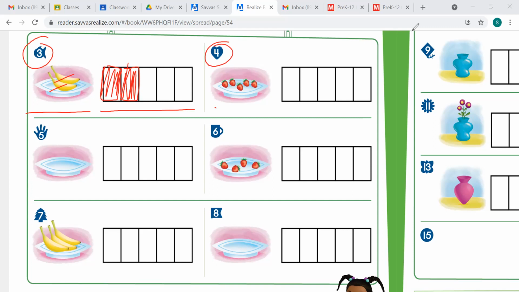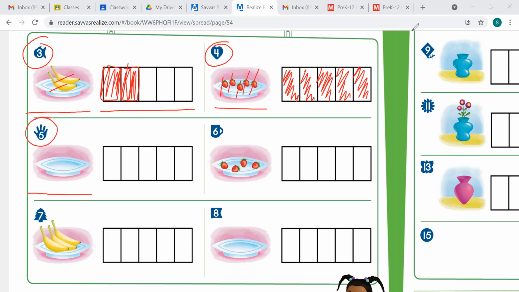Let's go to number 4. Count the strawberries. Make sure you're putting a line through each one to know you counted it. 1, 2, 3, 4, 5. 5 strawberries. So how many boxes are we going to color in? 1, 2, 3, 4, 5.